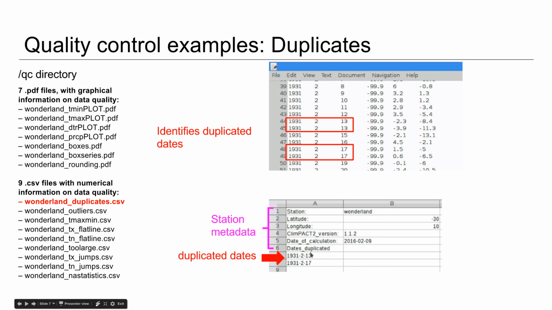And at the top of every CSV file there's some station metadata that just gets recorded for good bookkeeping.